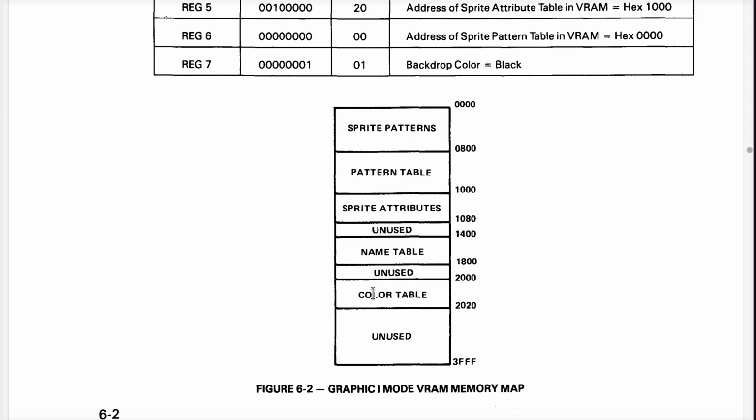What do we got? More unused stuff. Then there's this thing called a color table. And then there's an enormous amount of unused memory down here. Like I said, we got enough to waste.